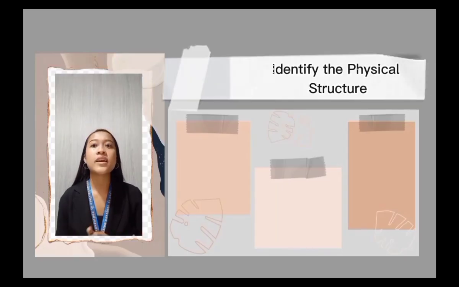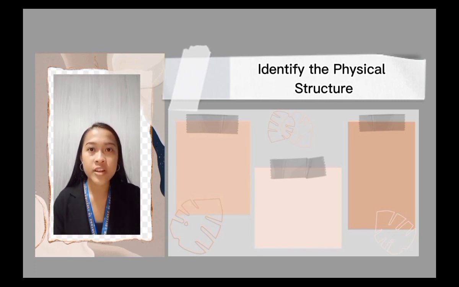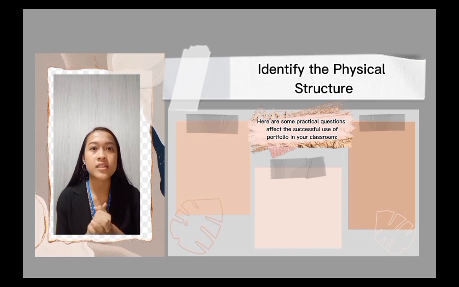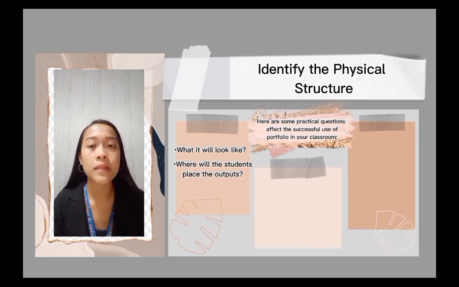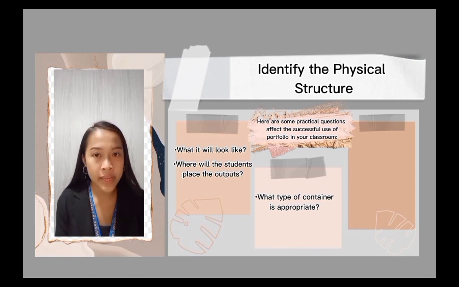Now let's proceed to identify the physical structure. Once the purpose and targets have been clarified, we need to think of the physical structure of the portfolio. Here are some practical questions that affect the successful use of a portfolio in your classroom. The first question is, what will it look like? Second is, where will the students place the outputs? Third is, what type of container is appropriate?